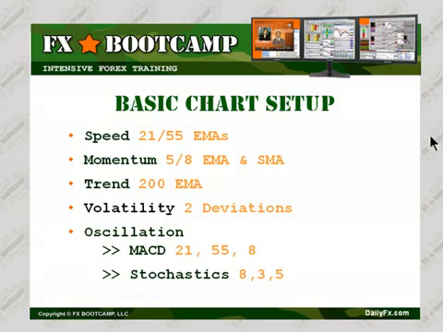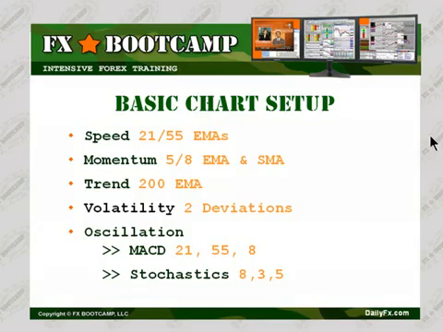I like 21 and 55. Now, for price action, or what I call momentum, we look at the 5-8 EMA, and the 8 is an SMA, but again, you don't have to get too focused on that. It doesn't really matter. I'm using short-term moving averages. That's all that matters. They cross a lot because they're measuring things in the short term. For trend, I use 200 EMA. We're not going to talk about that today.